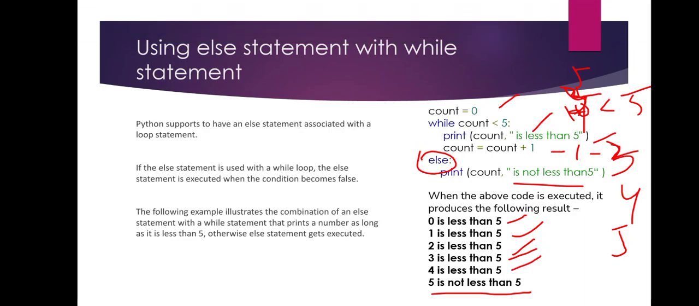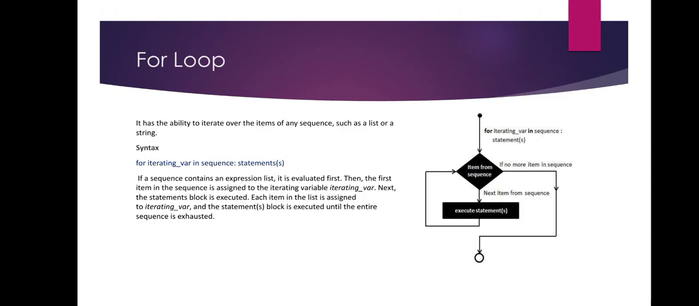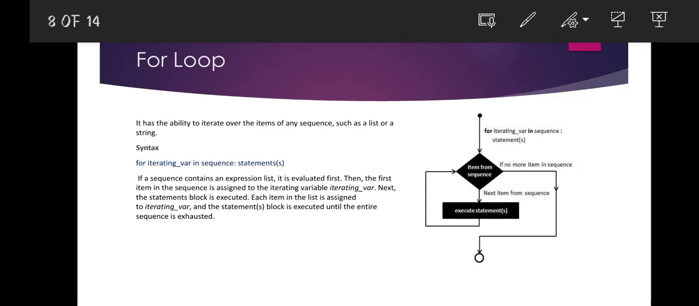Now we will move to the for loop. The for loop has the ability to iterate over the items of any sequence, such as a list or a string. So to iterate over a list or string, we use a for loop. The syntax of the for loop is: for iterating_variable in sequence: statements. Here in the for loop we use an iterating variable for iterating over the sequence. You can easily understand this by seeing a for loop example.